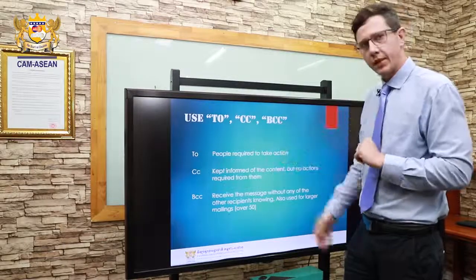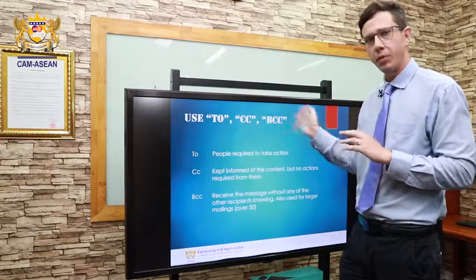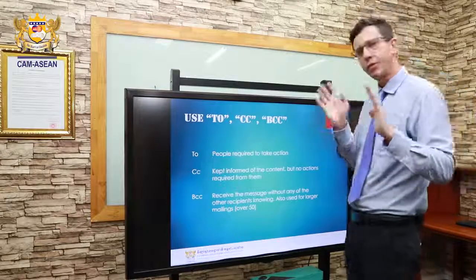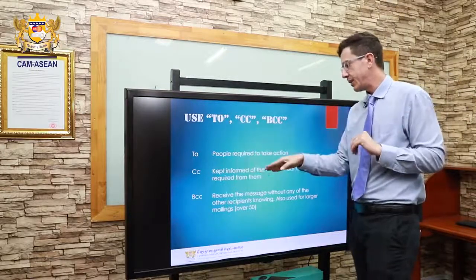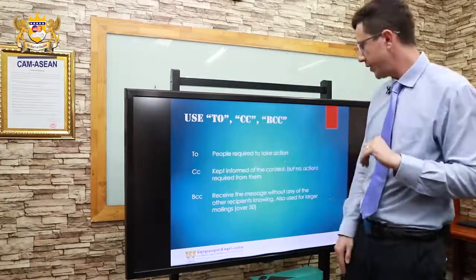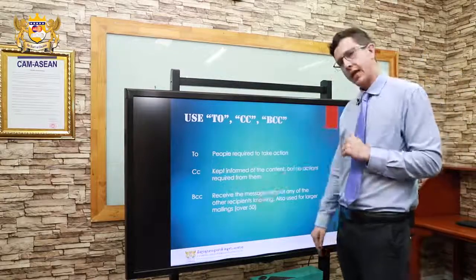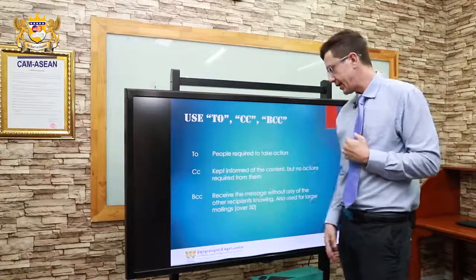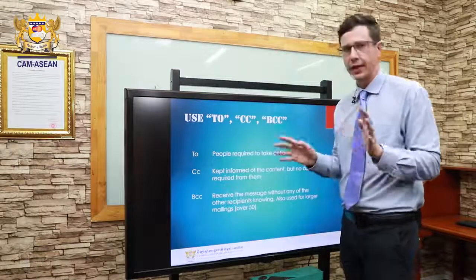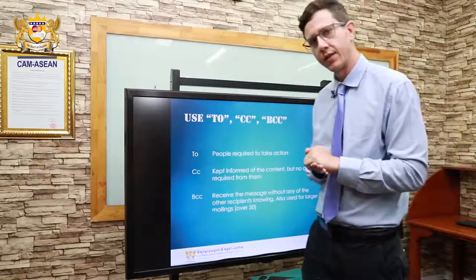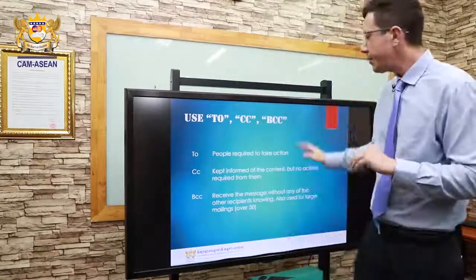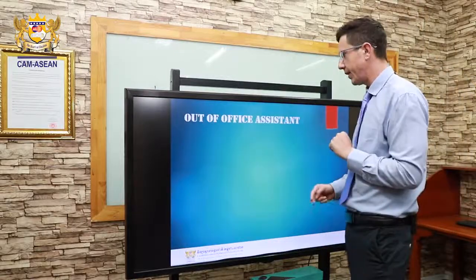So keep it in mind, it's fairly simple. To, people required to take action, the people you're writing to. CC is people that need to know the information, but do not have to write you back. BCC, they get the information, but nobody else can see their email address. Okay? Now this is the basic beginning structure of the email.